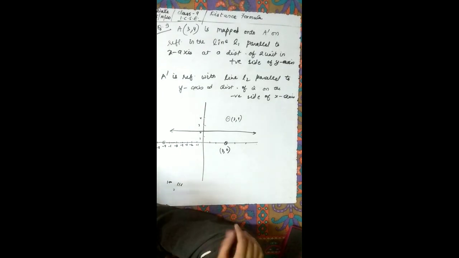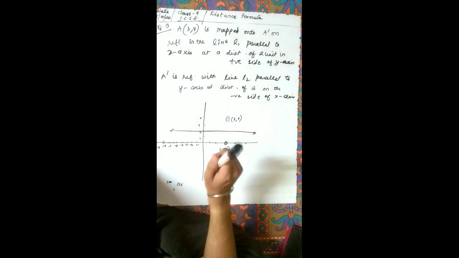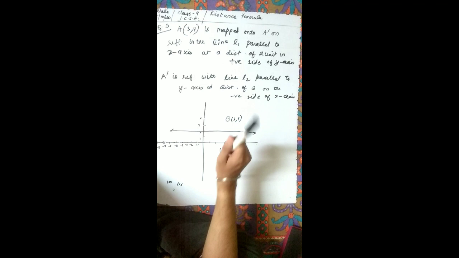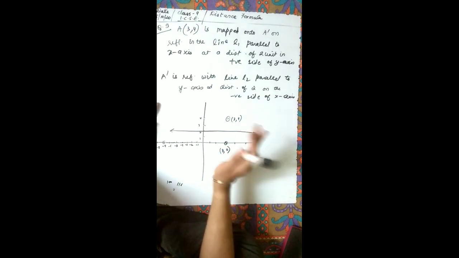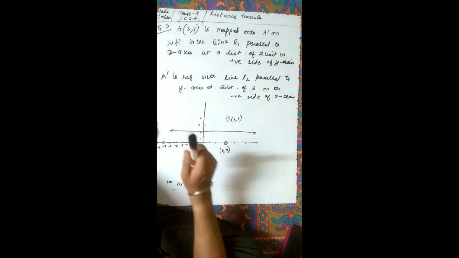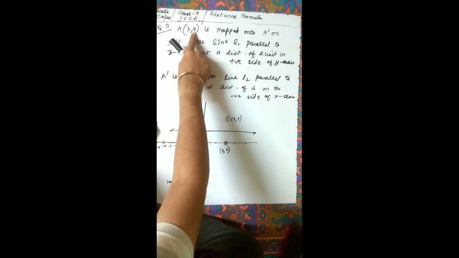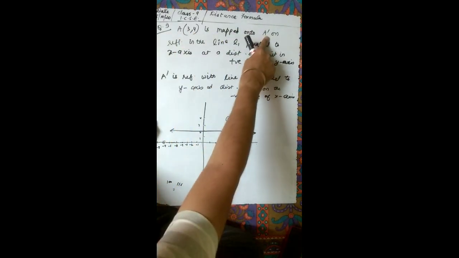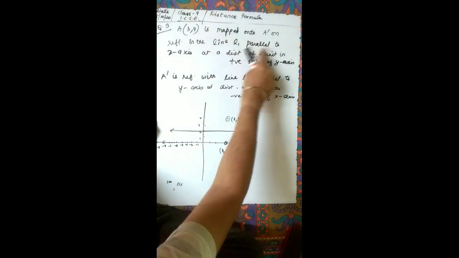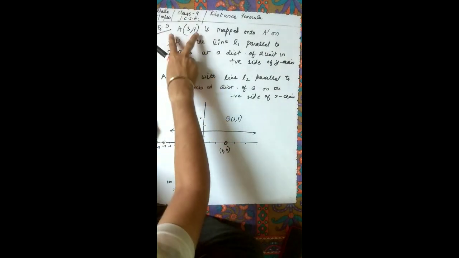Okay, let us come to question number 9. Questions 7 and 8 are very easy, you can easily do them. Just understand the situation and do it. So I'm reading the 9th one. The point A (3, 4) is mapped onto A dash on reflection in the line L1 parallel to the x-axis. You need to reflect A (3, 4) as A dash.